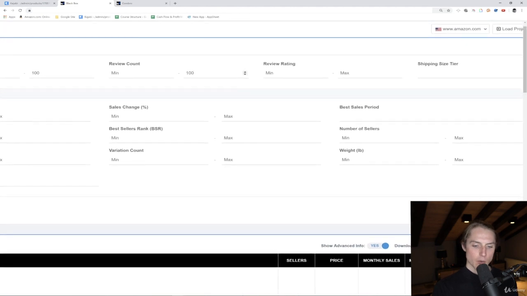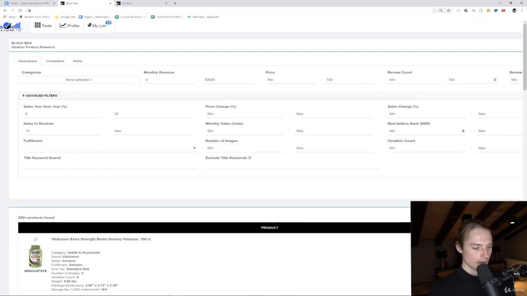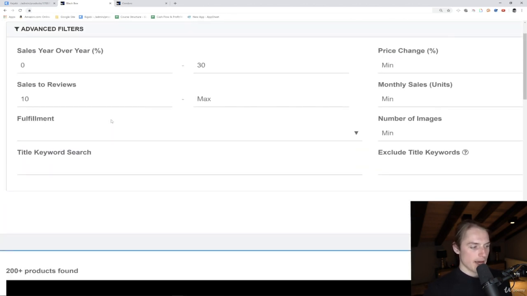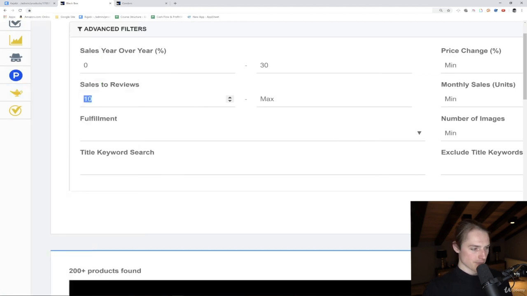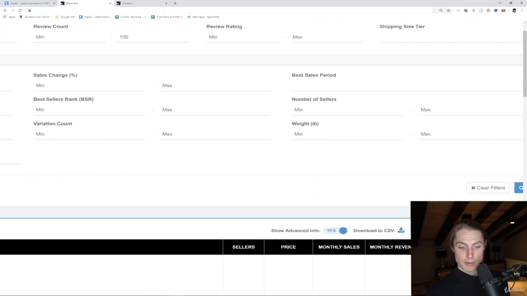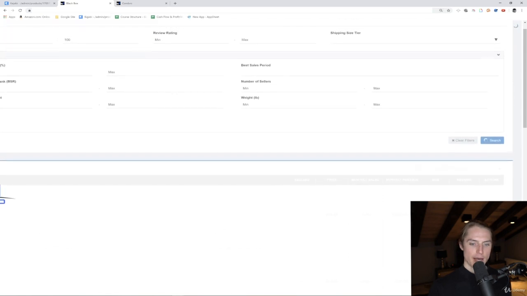And then let's say sales to review of a minimum of 10. Actually, let's just call it a 7. And then sales year over year, 0 to 30. This may be a hit or maybe a miss. You're going to have to play around with the filters and see what you get. I know it's going to be a lot of junk when we do this, but we might find some gems, because it only takes one. This is what I do, essentially, we're panning for gold.